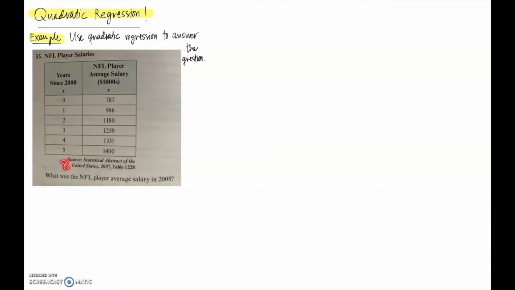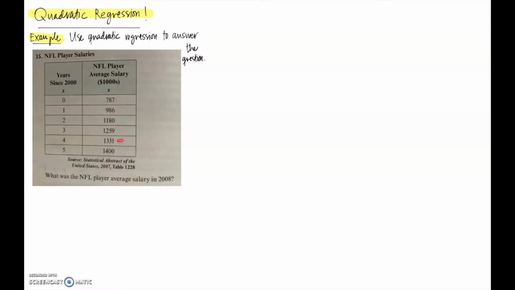We don't have that in the data table, so we're going to use quadratic regression to discover what the output value would be if the input value is 8. And someone could ask, why use quadratic regression? Why don't we just use linear regression on this? Well, when I look at the rates of change between these output values, I'm seeing, this is almost 200 here.